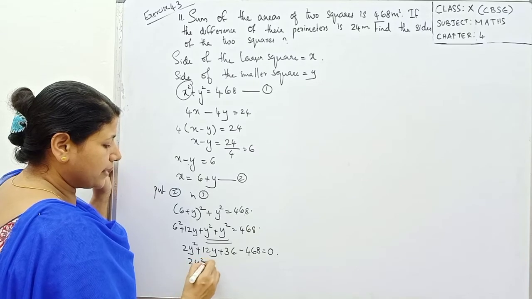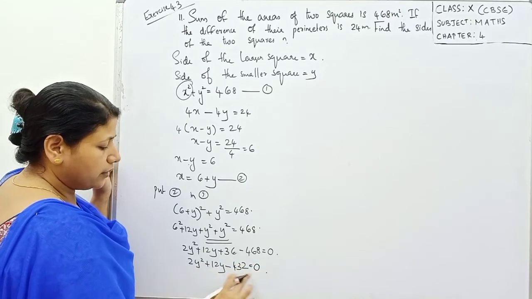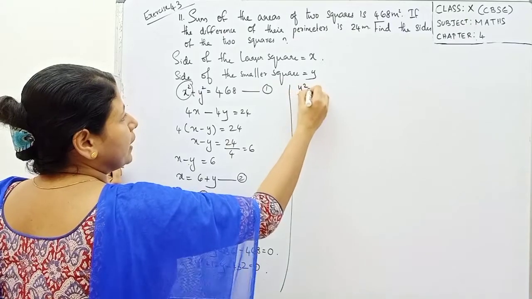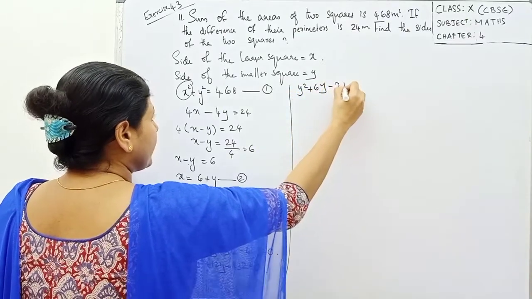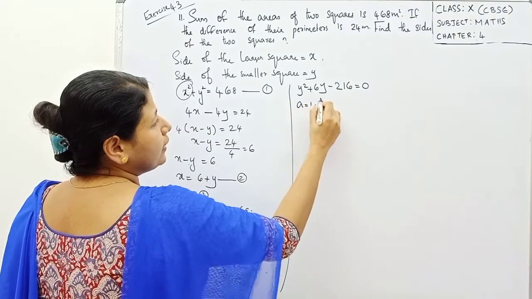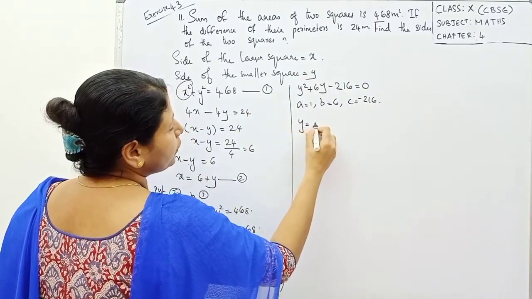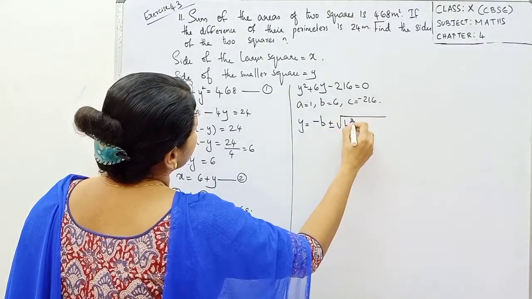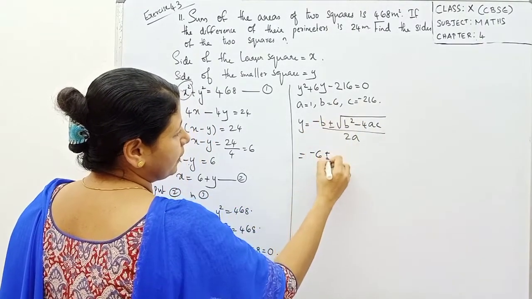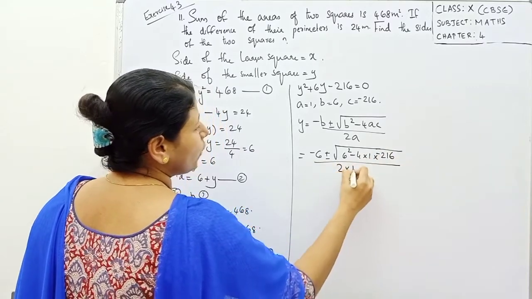So we can write 2y square plus 12y minus 432 equal to 0. In this, all the terms have a common factor, which is 2. So we can divide with 2, then you will get y square plus 6y minus 216 equal to 0. Now this is of the form ax square plus bx plus c equal to 0, where a equal to 1, b equal to 6 and c equal to negative 216. Okay. Use the quadratic formula. Here y equal to minus b plus or minus root of b square minus 4ac by 2a. b is 6, so negative 6 plus or minus root of b square, 6 square, minus 4 into a is 1 and c is negative 216, by 2 into 1.